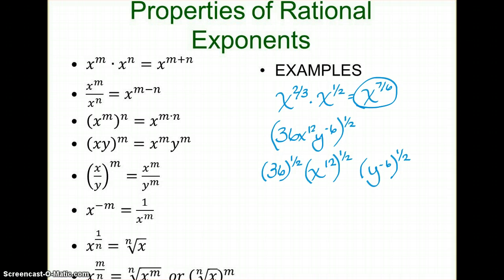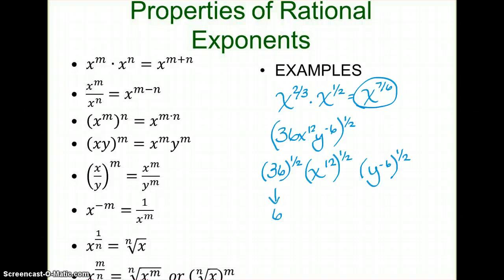Now when I look at each of the pieces, starting with 36 to the 1/2 power, that looks like this down here, right? x to the 1/n power. And that just simply tells me to take that root of that number. So in other words, over here, I am actually going to do the square root of 36 because of the 1/2 power. The square root of 36 is simply going to give me a 6.